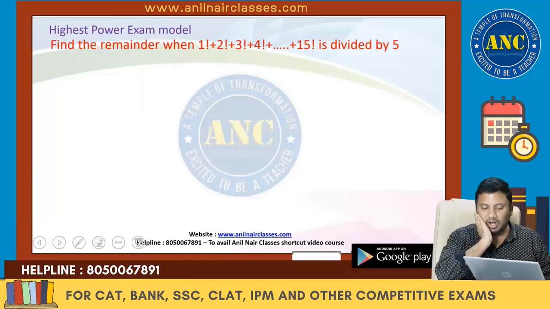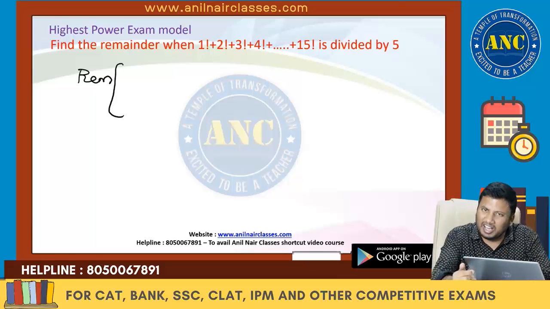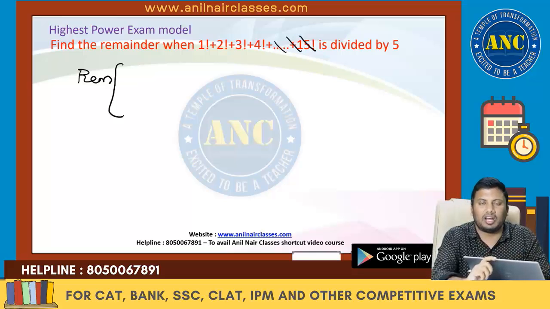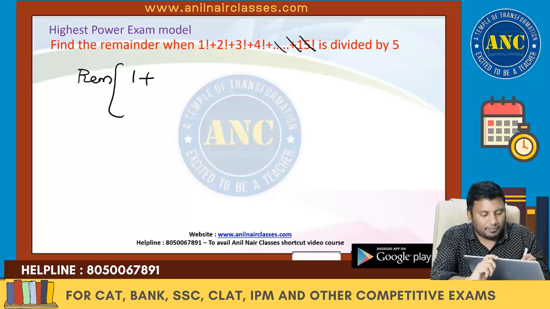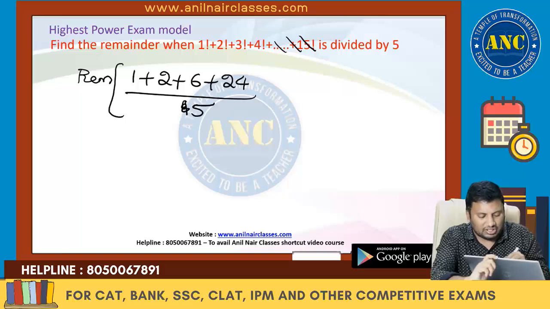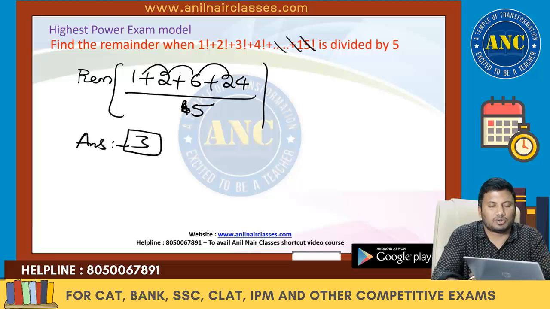Next one. We already did this question. Find the remainder of 1 factorial plus and so on. These kinds of models are highly repeated in the exam, sir. So from 5 factorial, all are divisible by 5. 1 plus 2 plus 6 plus 24 divided by 5, the remainder is 3. Extremely repeated logic, sir. Answer for this question is 3.